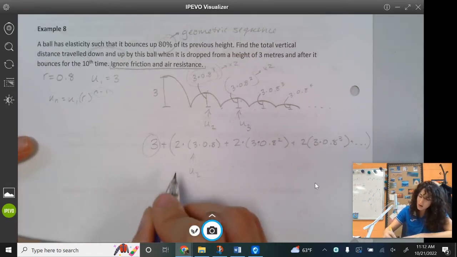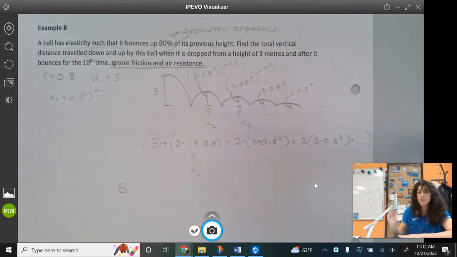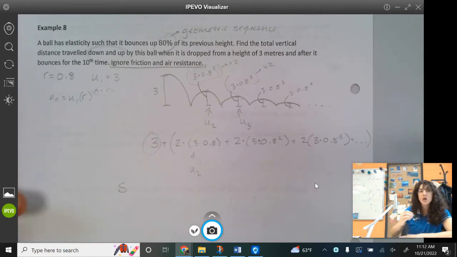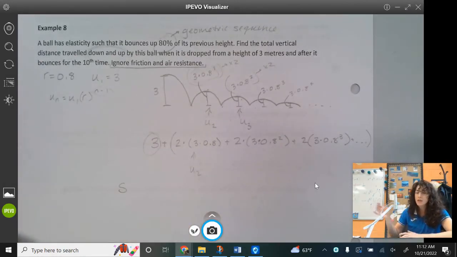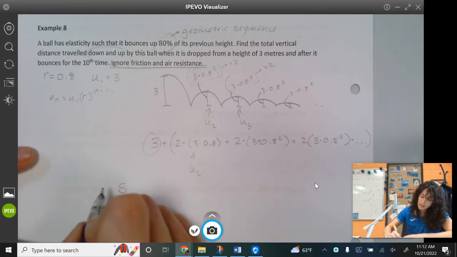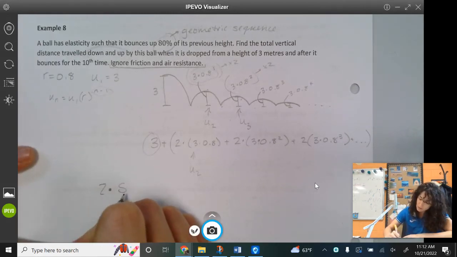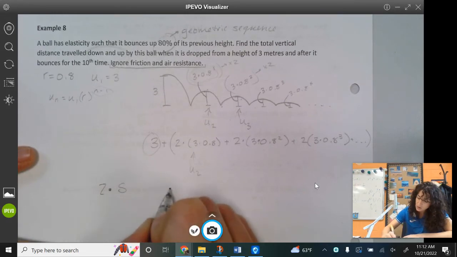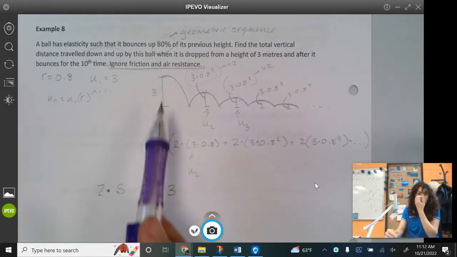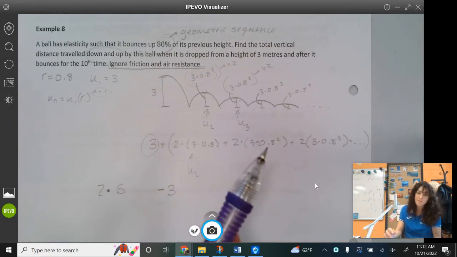So if I were to find the sum of terms, right? I'm getting an idea. I know what my r is. I know what my u sub 1 is. And I know that I'm going to be multiplying all of these terms by 2, except for the first one. What if I found the sum of all of those terms and then multiplied them by 2, but then I subtracted out one of the things that I multiplied by 2?